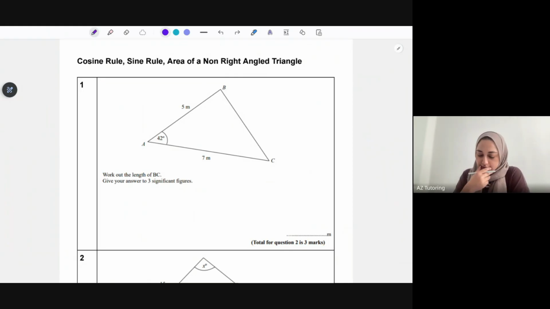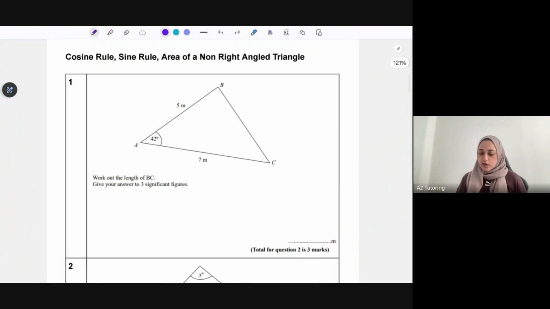Okay, so it says, and they'll never tell you as well, you know, like how even with the Pythagoras and SOHCAHTOA questions, they don't tell you which rule to use. You just have to know. Same with these as well.